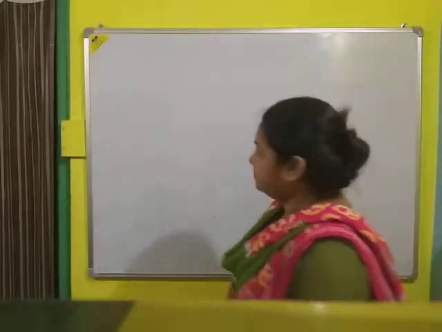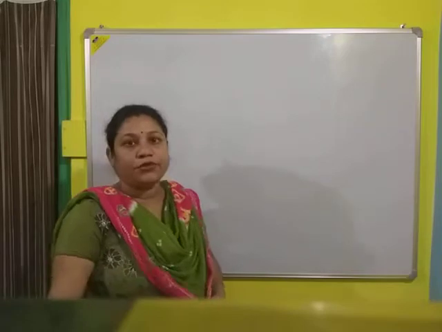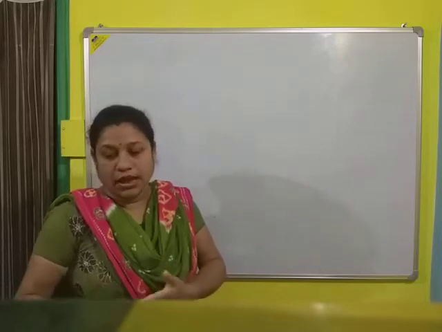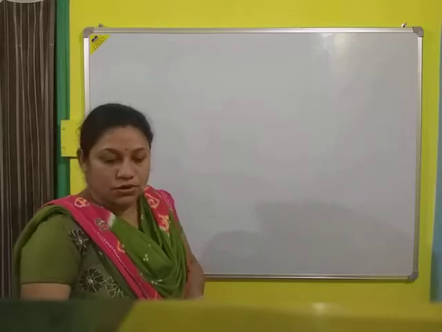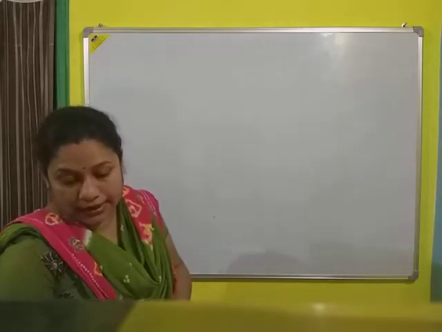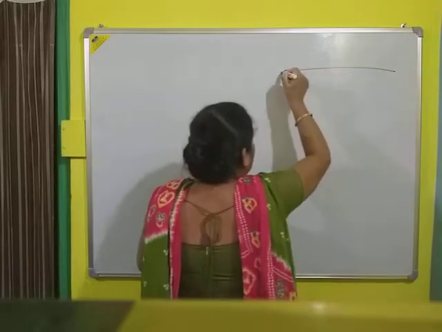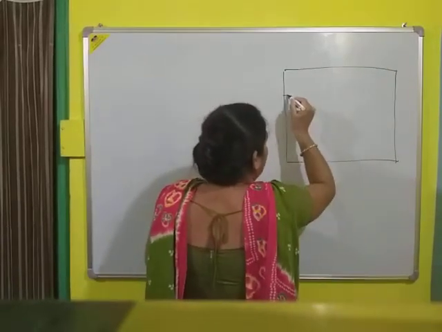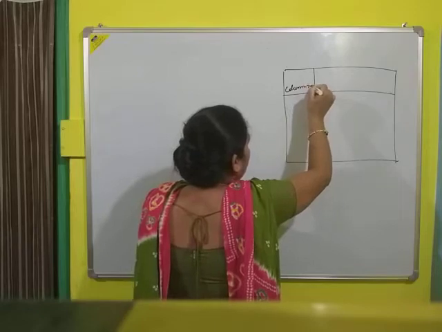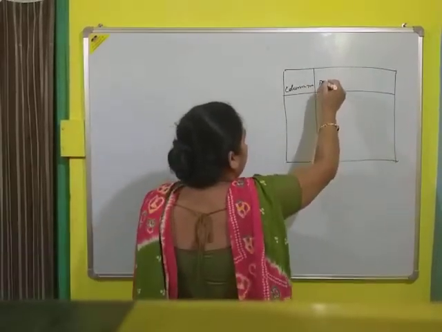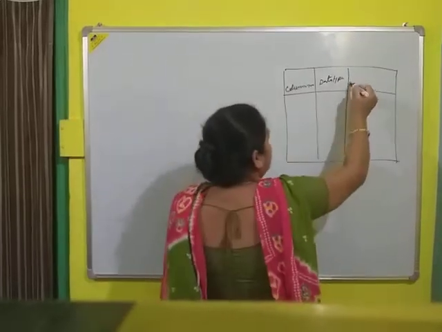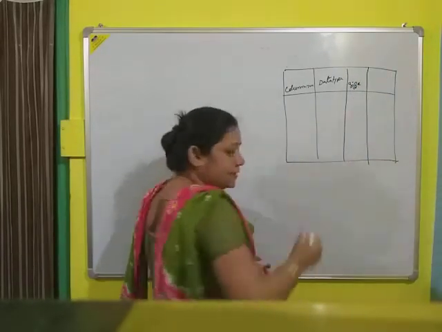First of all, I am going to write down the important field names, the data types, and other constraints we need for that particular table. So I am going to write the table specification from your book: first of all column name, after that data type, after that size, and the last one is constraint.